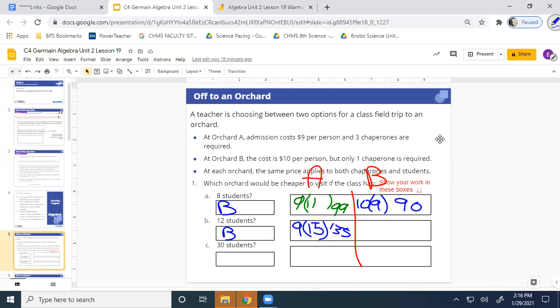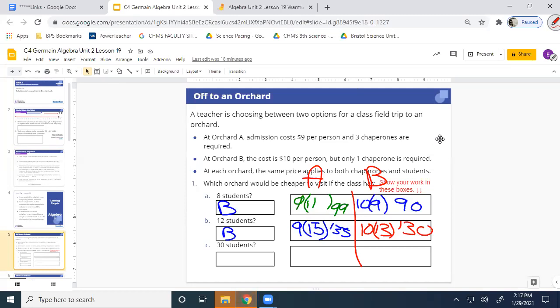Thanks, Lennon. Okay, next one. We're going to B. If 12 kids are going to B, how many total people are going to Orchard B? 10 times 13. So how much total money is it going to be? $130. Nice job saying Orchard B there. Fantastic. Very nice, very nice.